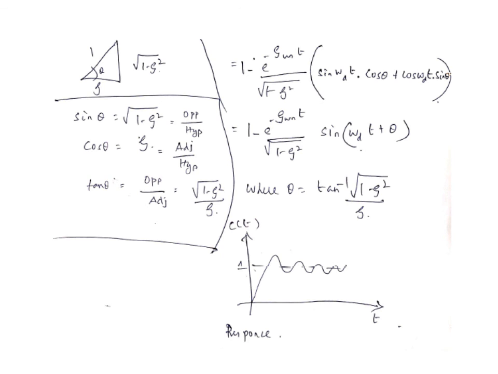So other things remain same. Theta is equal to tan inverse of square root of 1 minus zeta square by zeta, and this is going to be the response of the second order system, second order transfer function, with underdamping, to a unit step input. Okay, thank you.